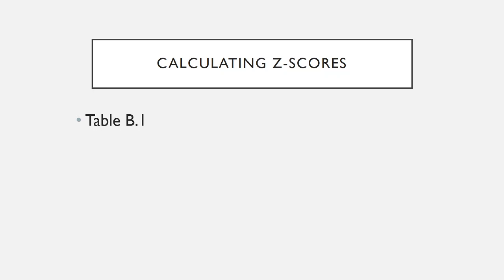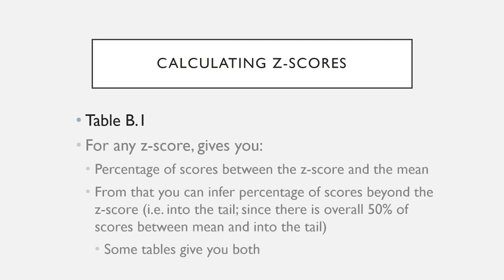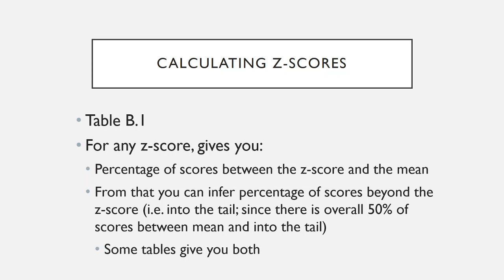You have a table that you will be able to consult to get these values, and you'll definitely have this table on the exam. What this table gives you, for any possible z-score, is the percentage of scores between that z-score and the mean. From there, you can calculate the percentage of scores from any z-score into the tail. Some tables will give you both: percentage between a z and the mean, and percentage from z into the tail. But think about why that information would technically be redundant.